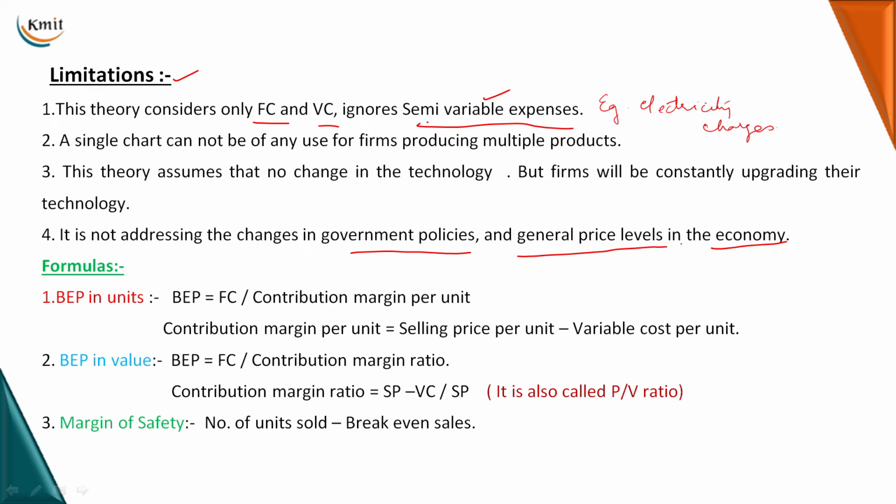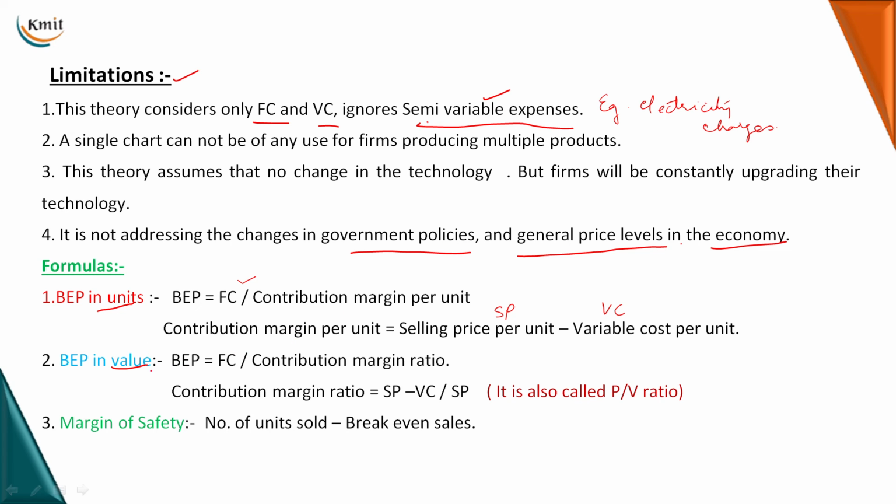The formulae that are used for calculating break-even point in terms of units and in terms of value. In terms of units, break-even point is equal to the fixed cost divided by contribution margin per unit. Now, how is contribution margin per unit calculated? It is selling price per unit, that is SP, minus variable cost per unit, that is VC. So this minus this will give you the contribution per unit, and the BEP in units will be the fixed cost, which will be given in the data provided for us, divided by contribution margin per unit. That can be ascertained by the difference between selling price minus variable cost per unit.